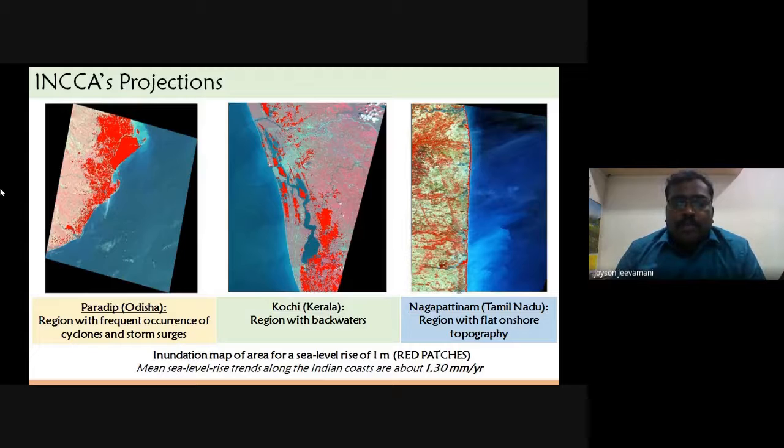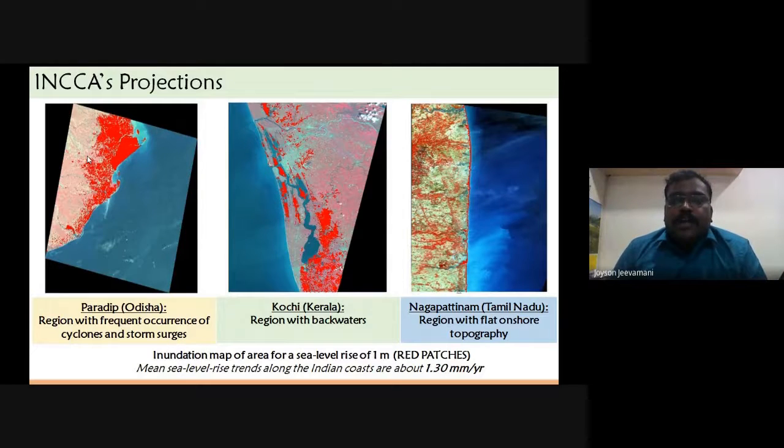When we talk about the West Coast, in the second image I have given Kochi, Kerala. It is a region with backwaters, especially. There, a 1 meter sea level rise will have an impact, and the red patches are going inward in the Kochi area. The third one is again the eastern coast, Nagapattinam, Tamil Nadu. It has a flat topography. With this topography, if there is a 1 meter sea level rise, inundation gets deep inside. These are some of the projections.